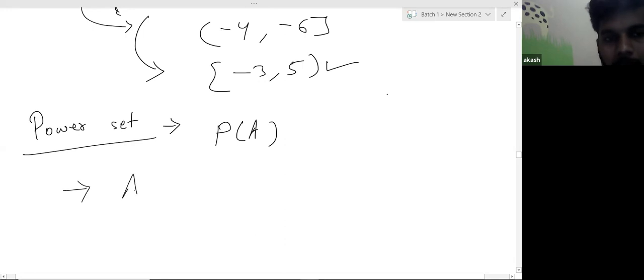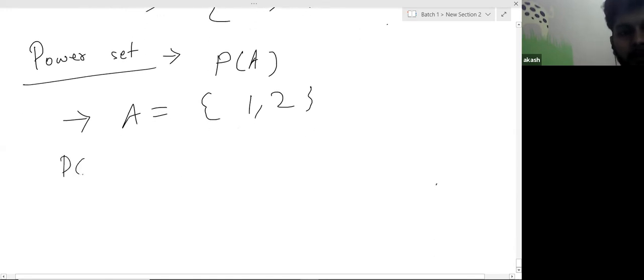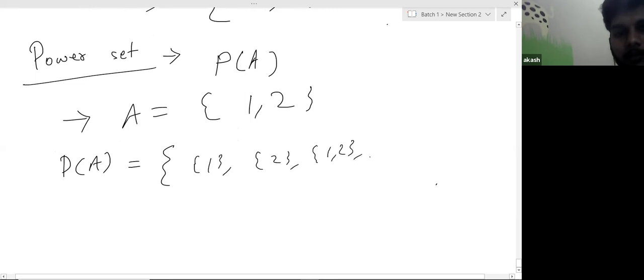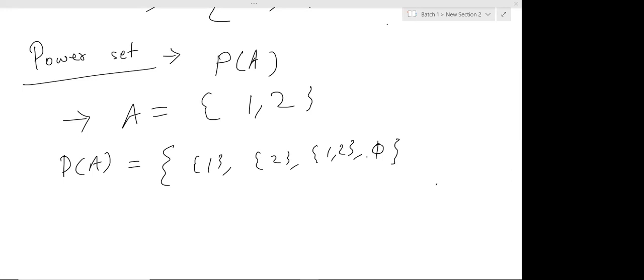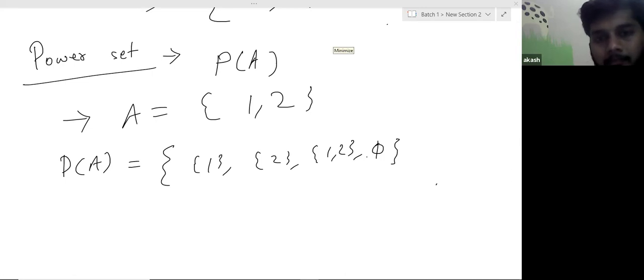What this means is, if there is a set A = {1, 2}, then P of A would be the set {∅, {1}, {2}, {1, 2}}. Clear? Gautam, are we clear? Yes, sir. Arsalan, Abdul. What you have to do is just write down all the subsets and put all the subsets into a set. That would be called the power set of A.